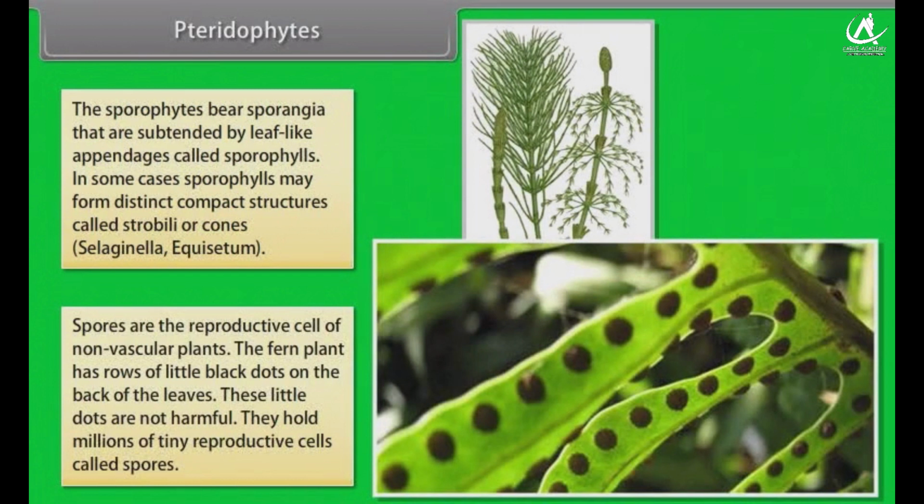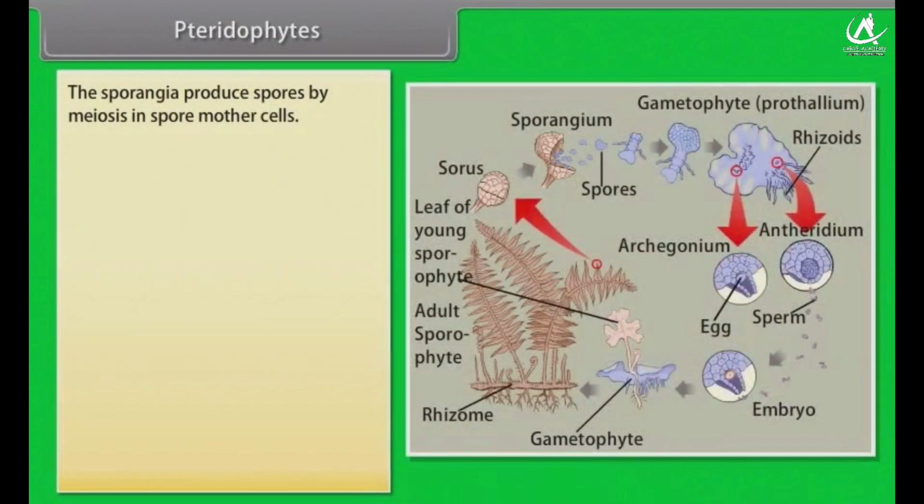Spores are reproductive cells of plants. The fern plant has rows of little black dots on the back of the leaves. These little dots are not harmful. They hold millions of tiny reproductive cells called spores. The sporangia produce spores by meiosis in spore mother cells.